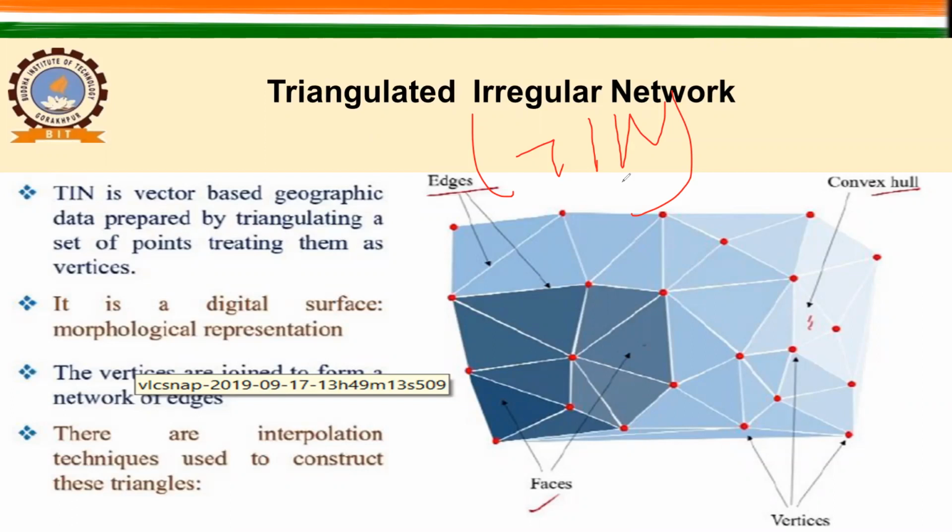The vertices are joined to form a network of the edges. You can just see this figure. There are interpolation techniques used to construct this triangle. So you can see the interpolation technique which is used to construct these triangles. So now you just see these points, basically the red dots.